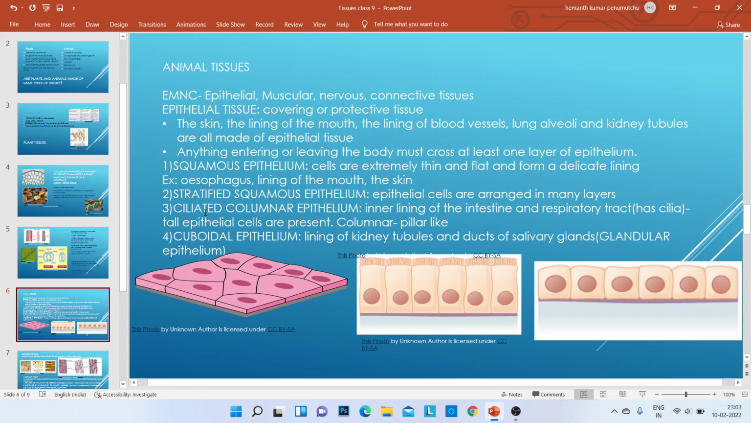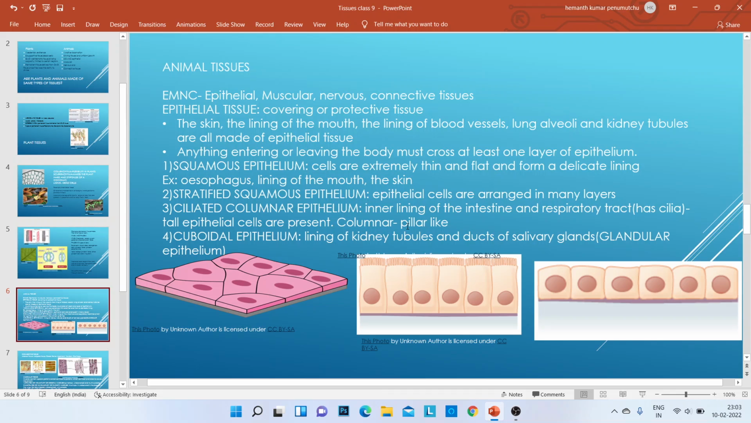And another one is ciliated columnar epithelium. If you see here the fiber-like projections, these are nothing but cilia over this layer. You can see cilia. This is nothing but ciliated columnar epithelium. In the inner lining of the intestine and respiratory tract, we can see ciliated columnar epithelium.